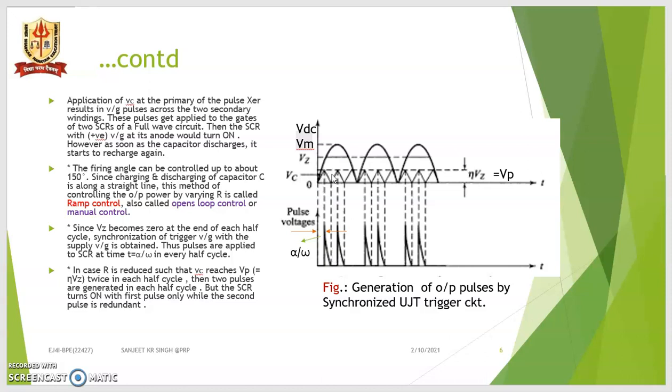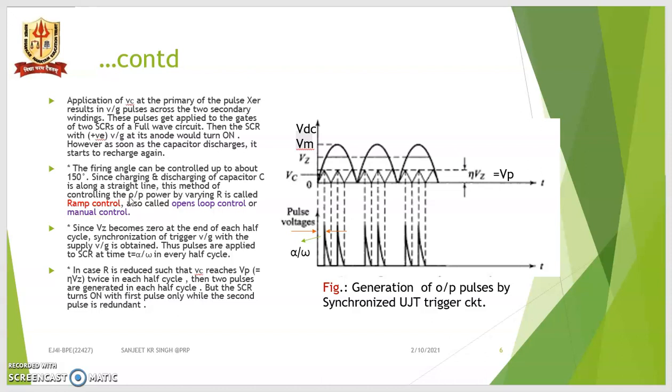So here we can decide the instant or the time delay after the switch has been turned on, and this firing can be controlled up to about 150° with respect to the input, and the charging and discharging of the capacitor C along a straight line.